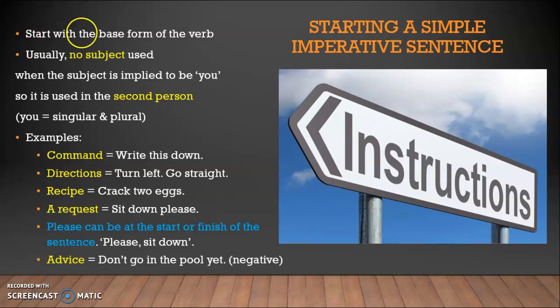So let's just talk about this simple imperative sentence. It uses the base form of a verb and there's usually no subject, because the subject you is implied. You can be used in singular and plural, and it's the second person, so the sentence is written in the second person. You might use it with something like, write this down, for a command or a direction; turn left; for a recipe, crack two eggs; for a request, sit down please.